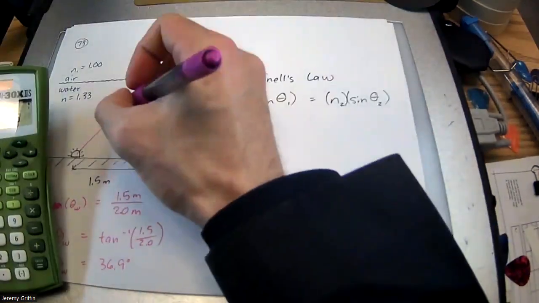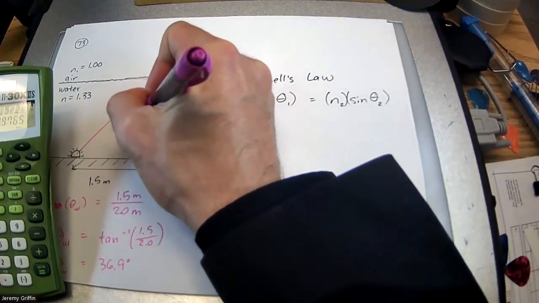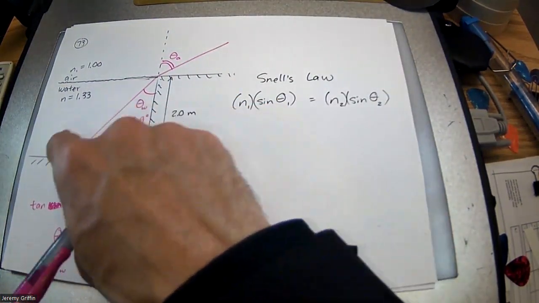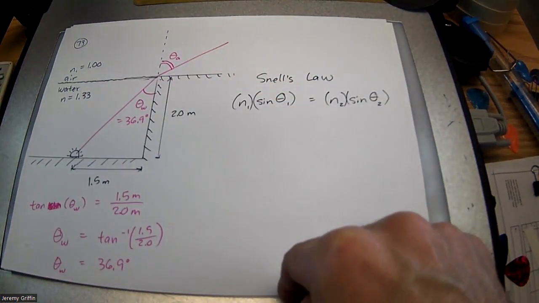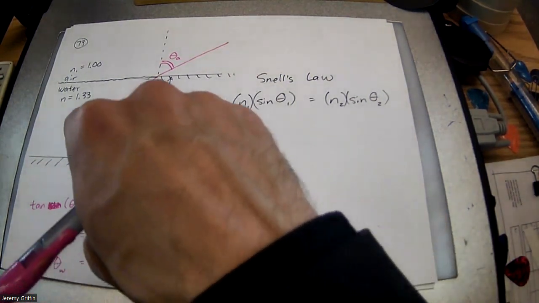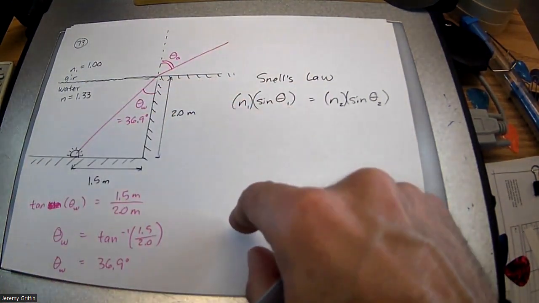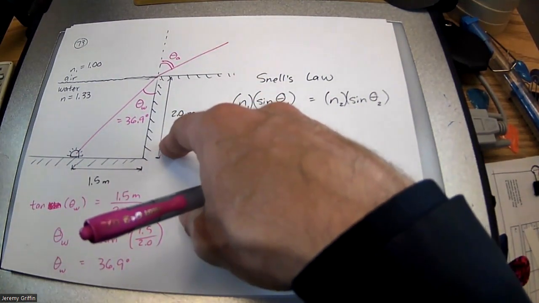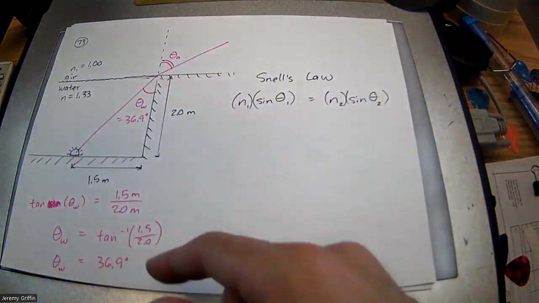Hey, that's about 36.9, 37 degrees. Does that angle look familiar dealing with right triangles? It is a 3, 4, 5 right triangle. I should have asked you guys before I went on this whole adventure. How many of you noticed that before I did that? This was a 3, 4, 5 right triangle. Yeah, so some of you guys saw that.